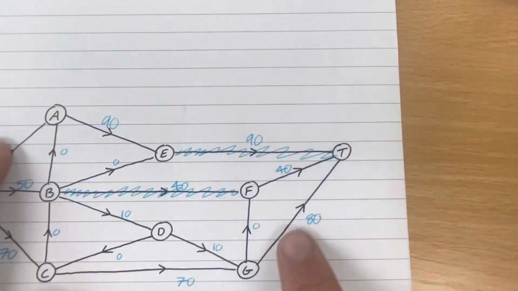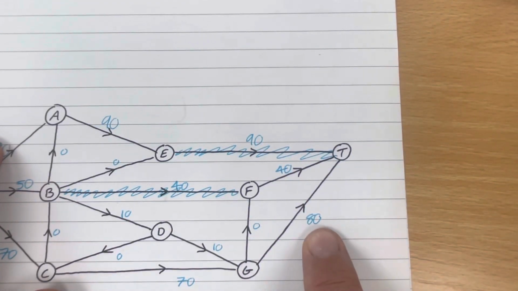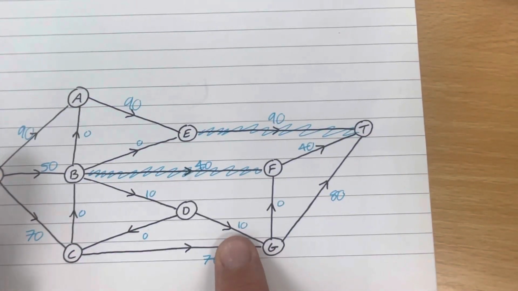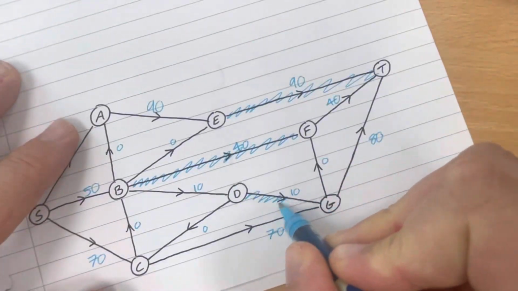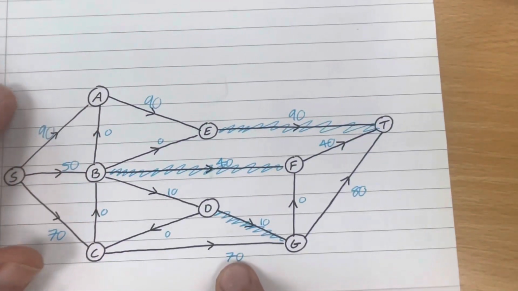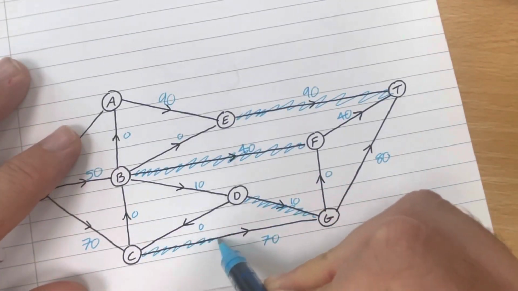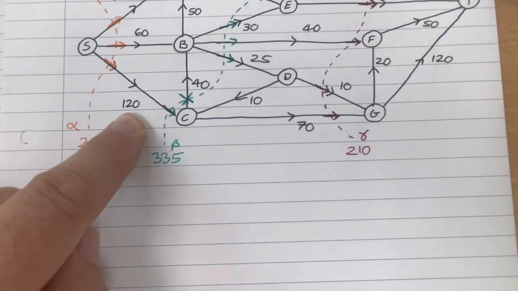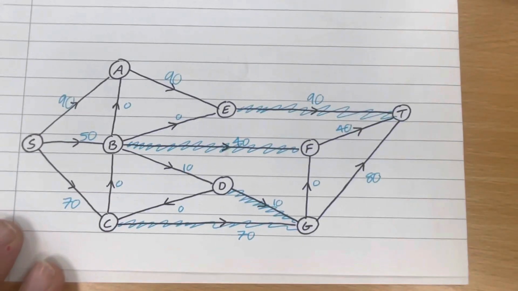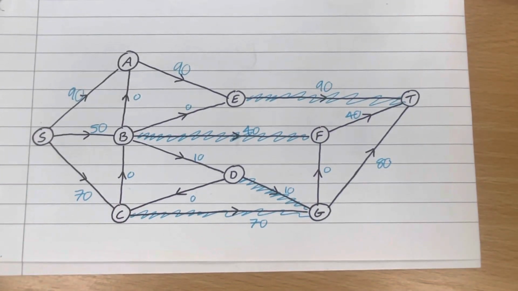This one's 40 as well, but that had a capacity of 50, so that's fine. There's no flow through there. 80 there, but capacity of 120, so not saturated. 10 through there. 10 is the capacity, so therefore that is saturated. And then 70 there, and that was its capacity, so therefore that one's saturated. Those two are 0, and then we've got a 70 here, but the capacity was 120. So those are the 4 pipes that are saturated.